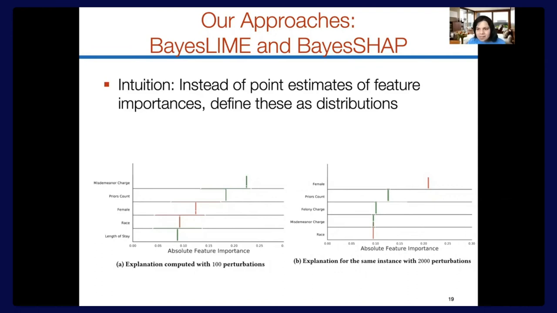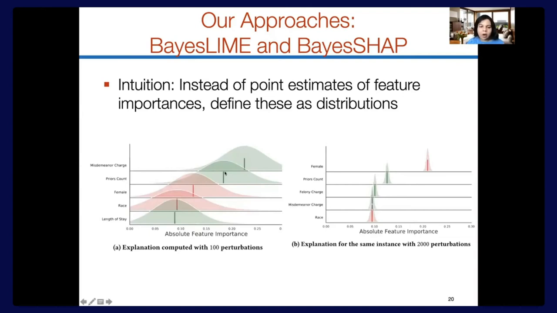Now, this is confusing. So instead of relying on point estimates of feature importances, what if we think of these as distributions? For example, here is what our method outputs. Of course, there is a mean feature importance, but along with that, there is also a distribution that tells about the uncertainty associated with this feature importance estimate, right? So what is the range of values that can be taken by this particular feature importance? That is how it is thinking about it, as opposed to just thinking of it as point estimates. Now, what this is showing is that with 100 perturbations, this uncertainty is much higher.